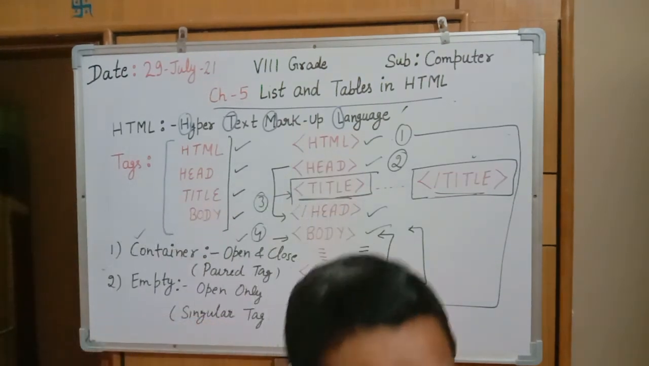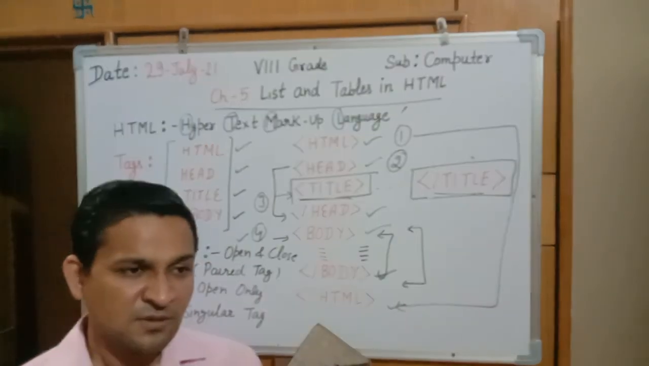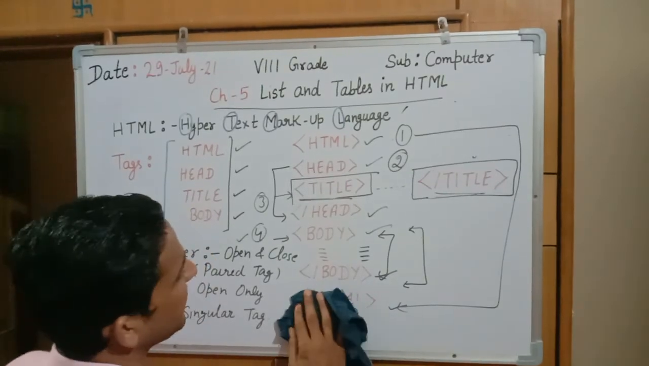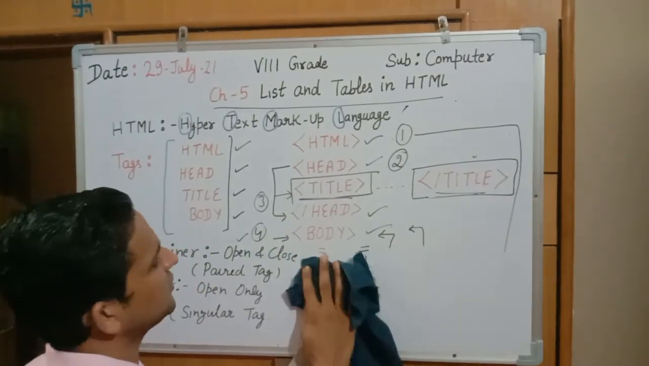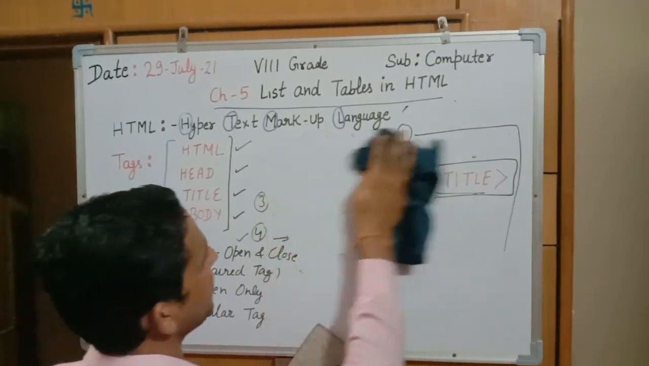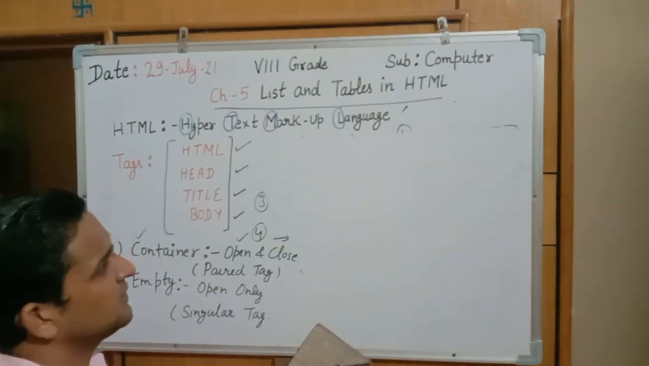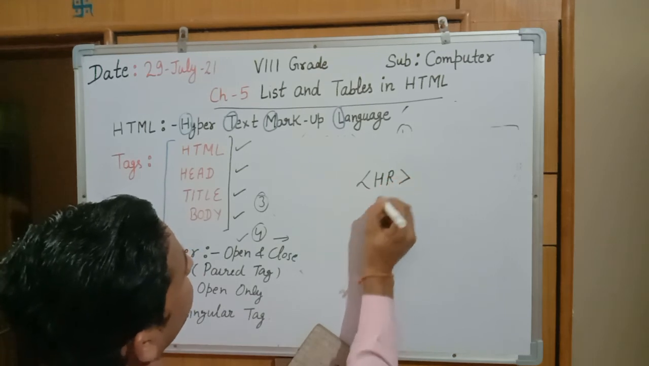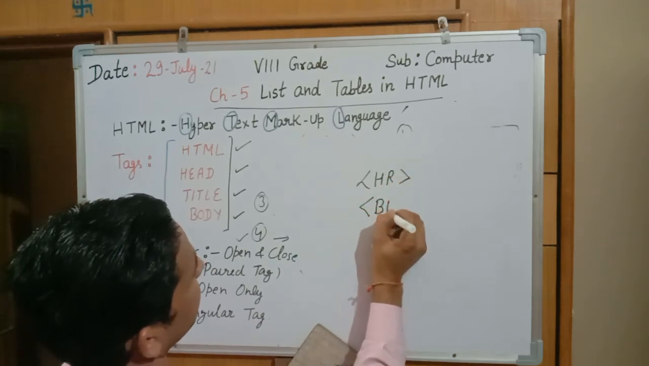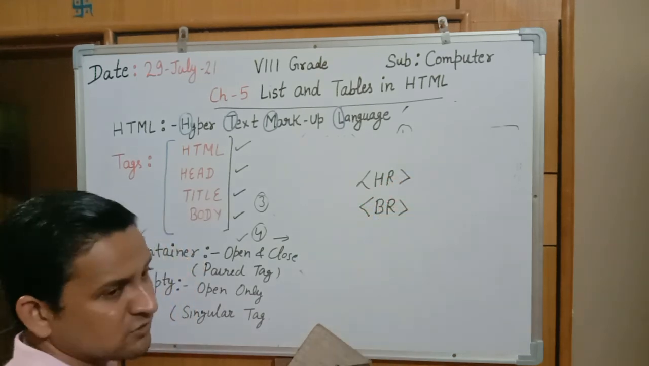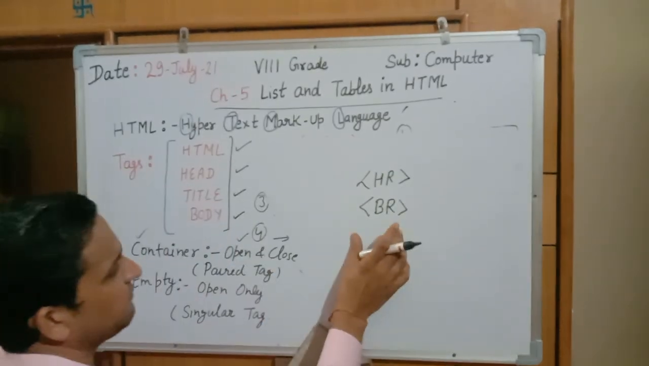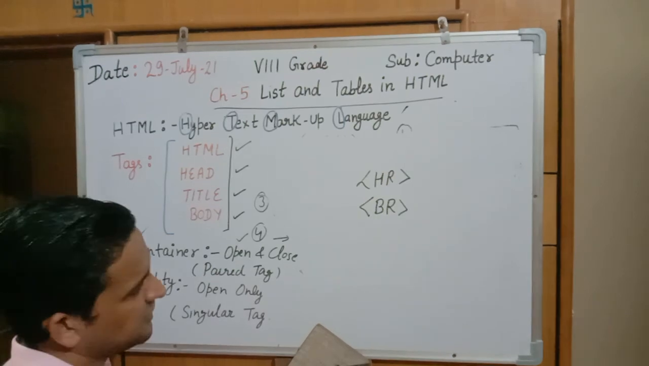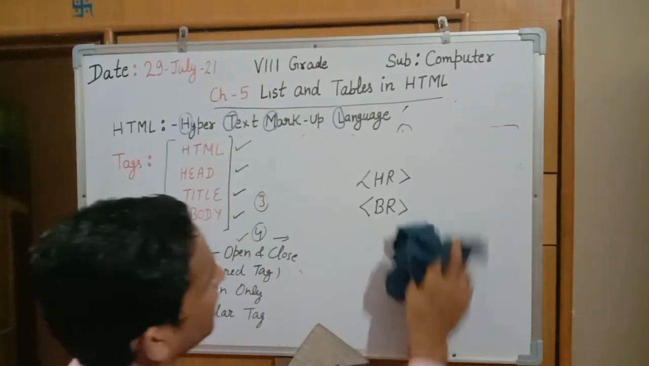Now one question arises: which tag is known as a singular tag, or we can say an empty tag? There are some tags that need not be closed. We just need to open them. Examples of these tags are the HR tag, and one more tag that we have, the BR tag. These tags we need not close. We need to open only. BR is for a line break. HR, horizontal rule, is for a straight line. So let's proceed to the next point now.